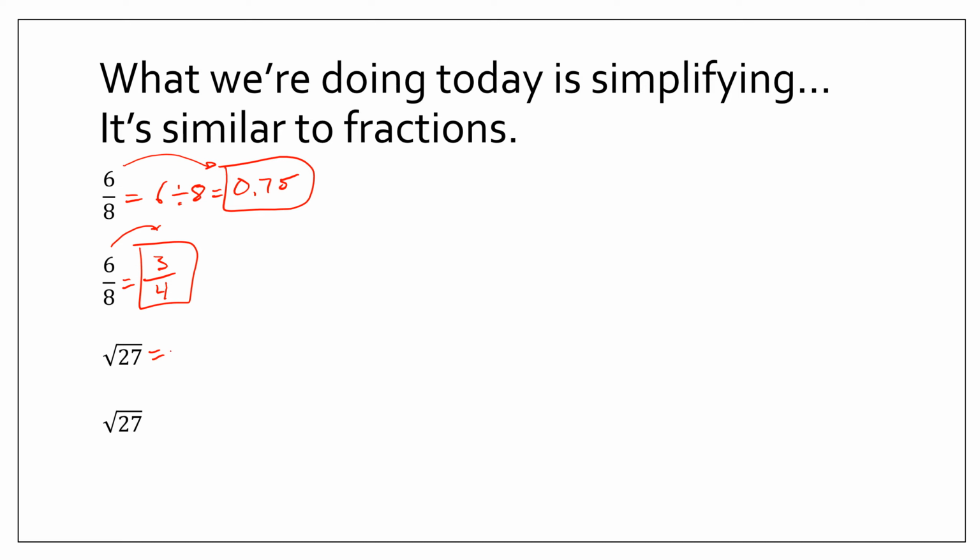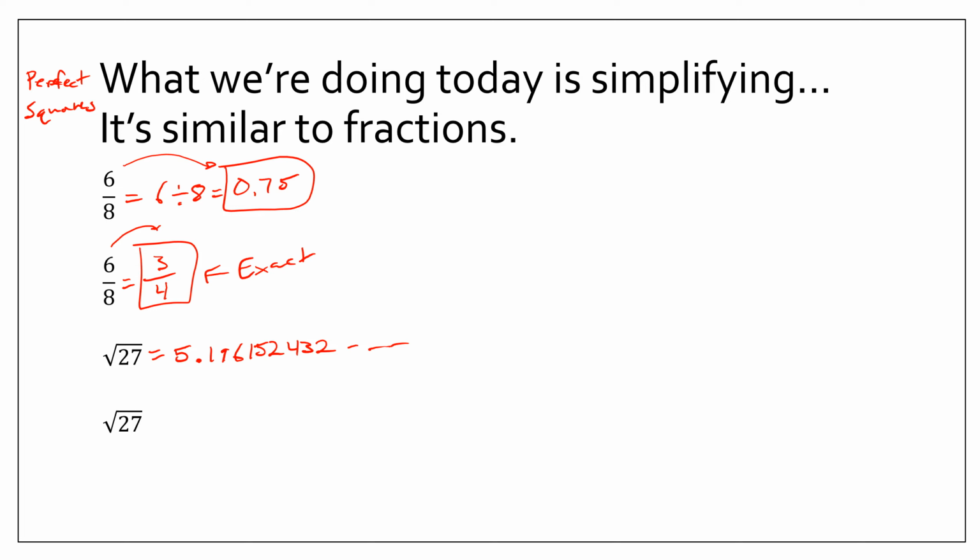I could put this into my calculator and find that this is 5.196152432, blah, blah, blah. But because sometimes in math I want to leave things exact, I need to find a way of simplifying it. And here's what we're going to do. We're going to look for perfect squares that live within 27.